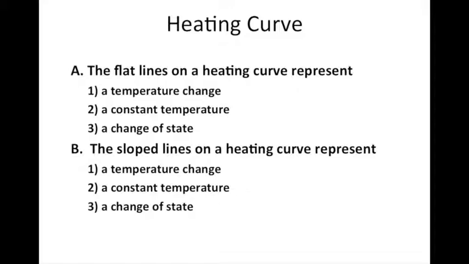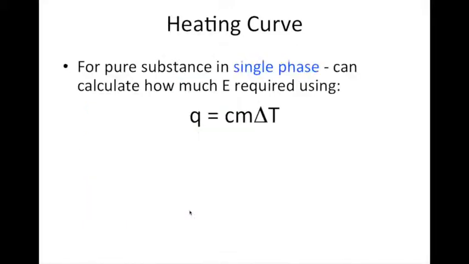Okay. So the flat lines on heating curves, well, the temperature does not change, so it represents a constant temperature, and it also represents a change of state or change of phase. The slope lines, that's where we have a temperature change, so we're not undergoing a phase change during those sloped regions on the heating curves. So we also want to be able to perform some mathematical calculations so we can calculate how much energy is required to convert a substance or to increase the temperature of a substance from one temp to another.